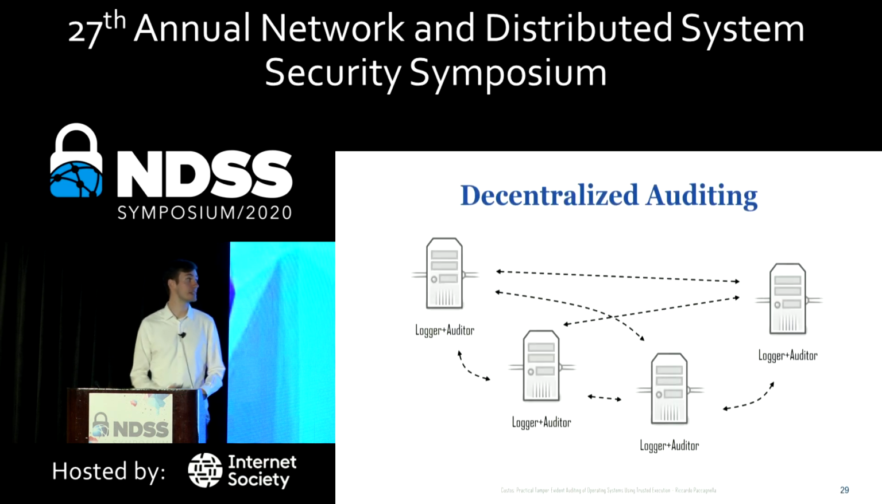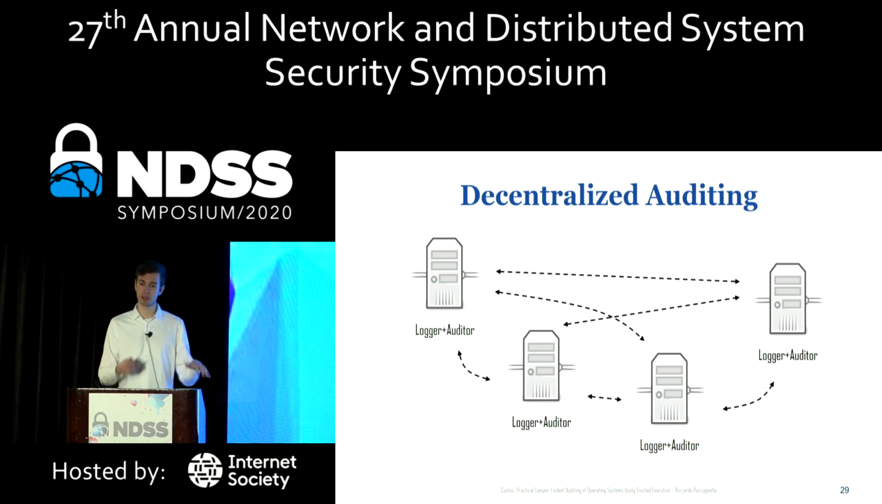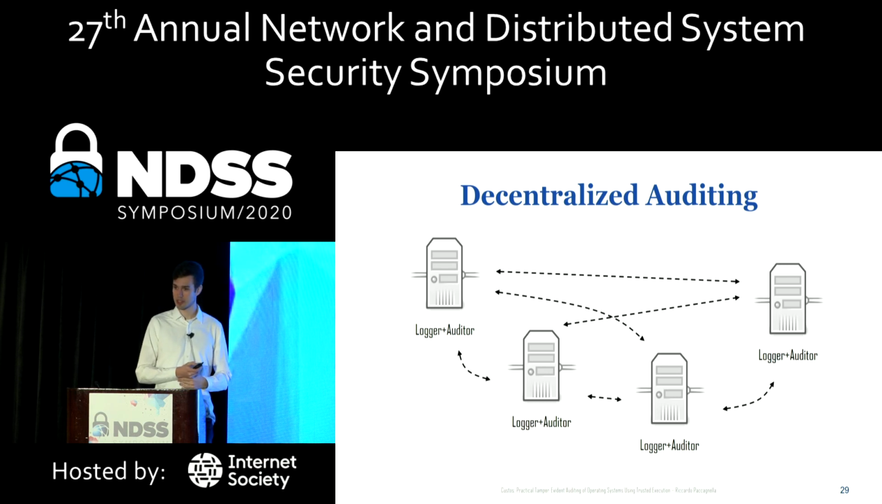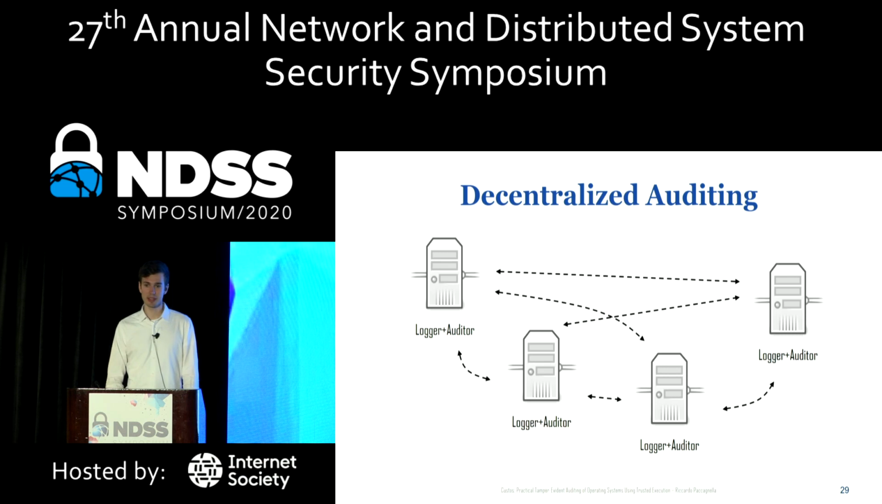So it looks more or less like this. We have many machines inside the network, and each of them is both logging and auditing other nodes in a peer-to-peer fashion. Now, in the paper, we describe how this decentralized auditing can be configured. But for the sake of this presentation, I will just give you an oversimplified view of how an audit looks like when we have one auditor challenging one logger.